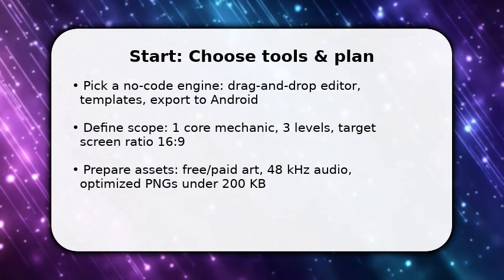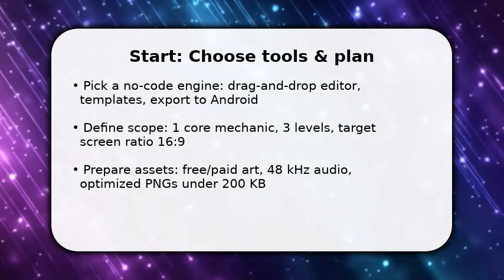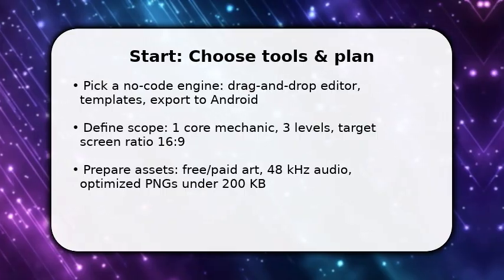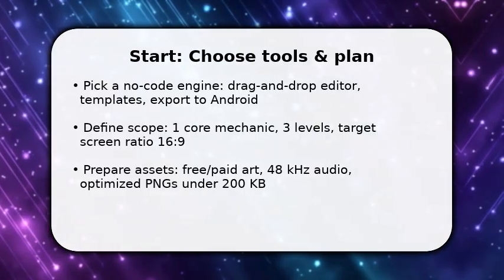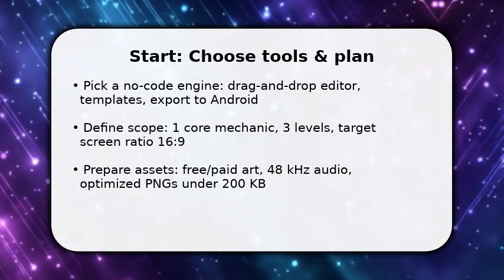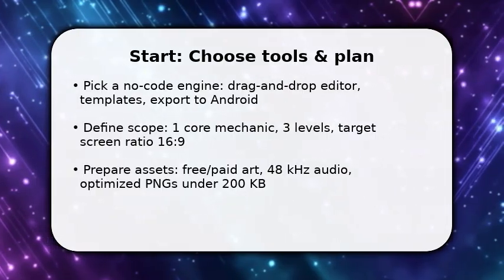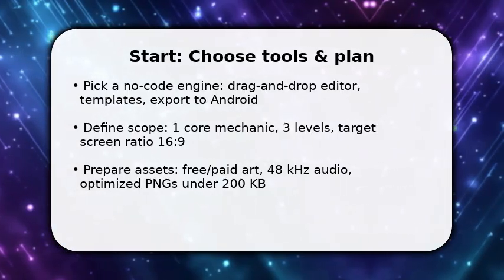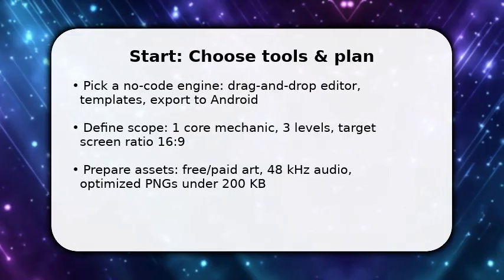You begin by picking a no-code engine that exports to Android. Choose one with visual scripting and templates to speed things up. Once done, sketch a simple design, one core mechanic, 3 levels, and clear win/lose states. Make sure assets are ready before building: sprites, tile maps, and 48kHz audio optimized for mobile.